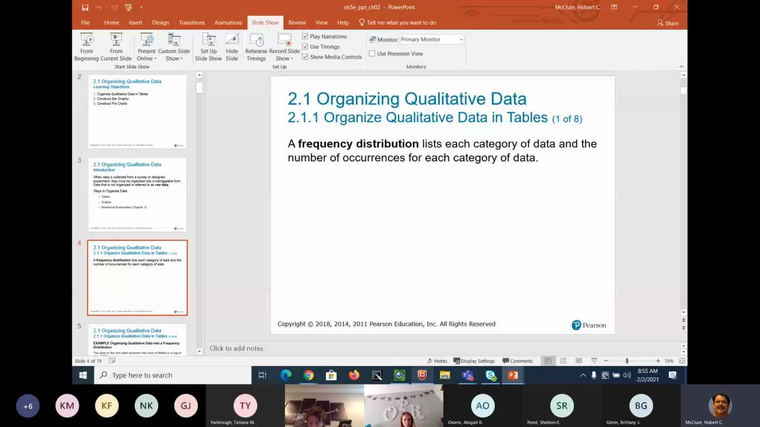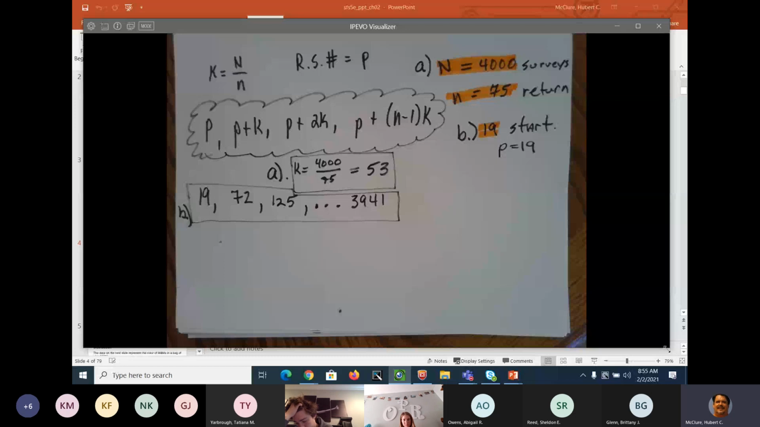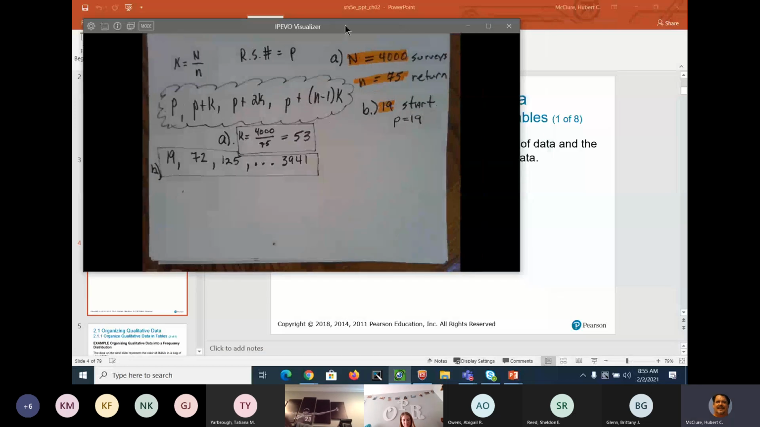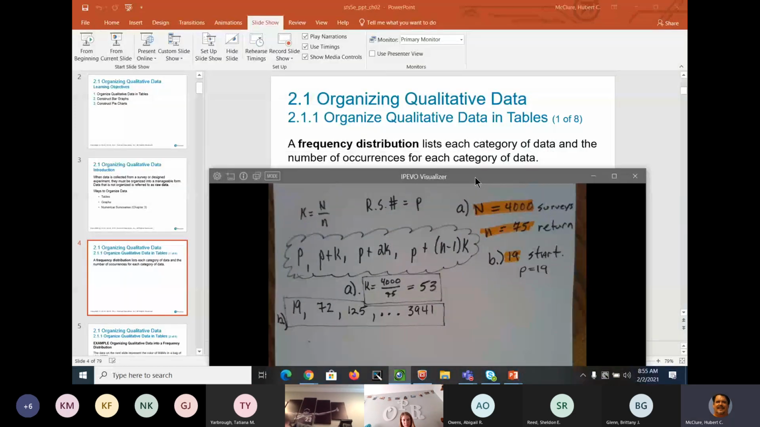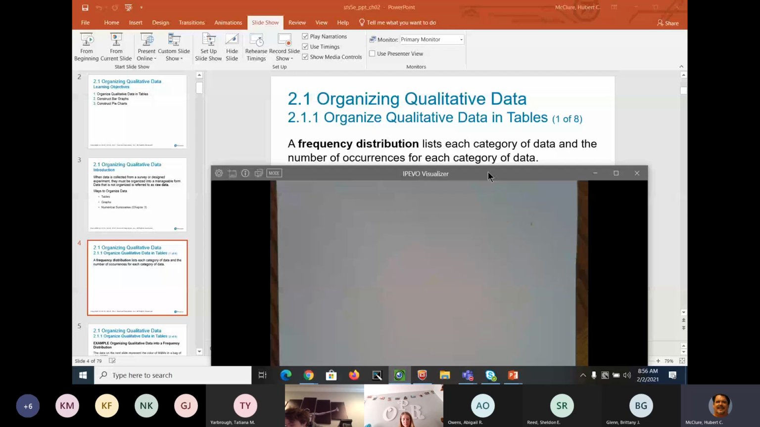A frequency distribution is a 25-cent word for a table. Write that down. A frequency distribution is a 25-cent word for a table. And yeah, you've got to talk sophisticated. Some of the words they give you in statistics are just recycled sophisticated words for words that you learned in high school. They just sound more sophisticated in college.